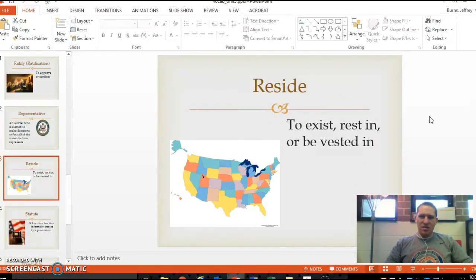All right, next, we have reside. We talked about a resident in Unit 1, and this is the verb form of residence. So when we say to reside, that means it lives there. It's resided there. It could be a thing. It could be a concept. It could also be a person resides somewhere. But in this case, we're using it more conceptually, that the power resides with the people. Okay, it's vested in it. It exists within the people.